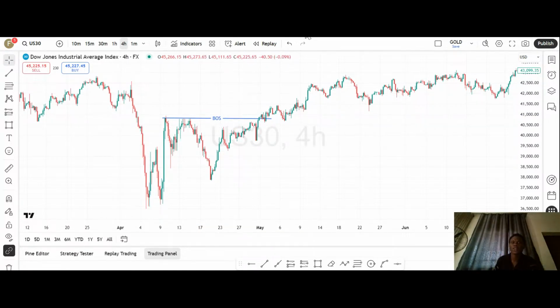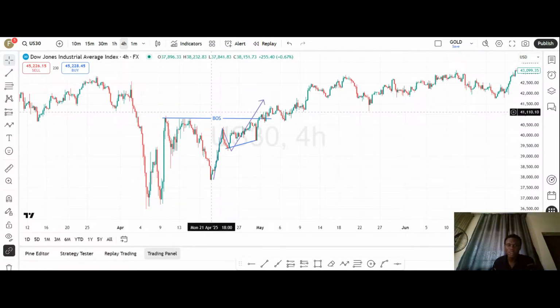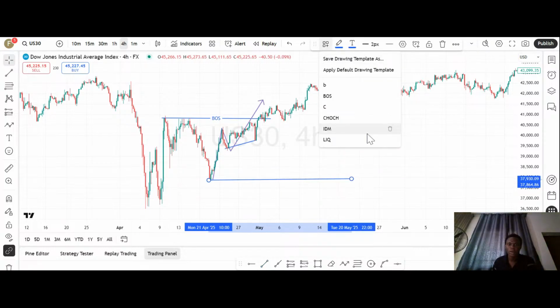What causes break of structure? That's the question you ask yourself. What caused this break of structure? The low that causes the break of structure is this low. Because what happened? The market went up, came down to demand again, then went up to break the structure. So here is the low that caused the break, and the overall low is here. So here now is your change of character. I will write it down, change of character.